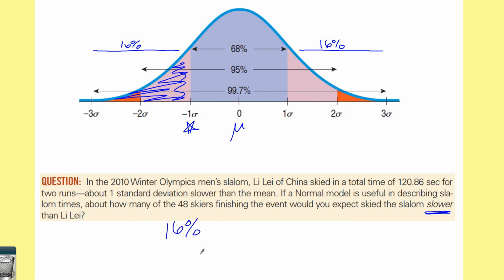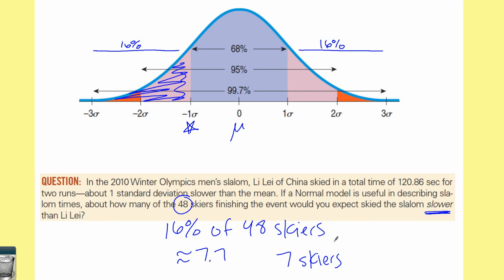So 16% of the people, and it said 48 skiers. So we do 16% of 48 skiers. We do that on our calculator. We get about 7.7, so let's just say, to be safe, 7 skiers did worse.